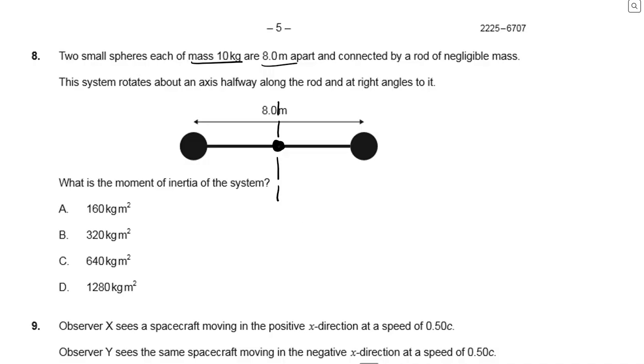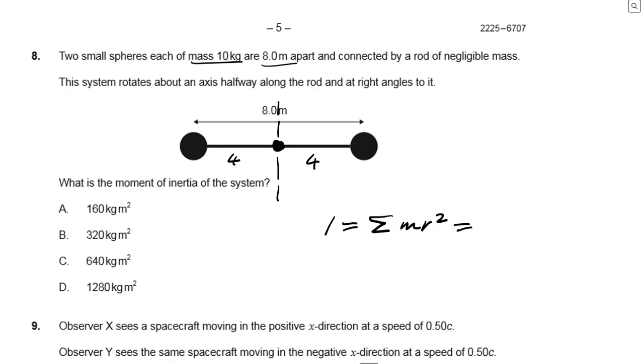Okay, 8 meters apart, so this is 4, this is 4. So about our axis, we have moment of inertia is our sum, sorry, yeah, sum of m r squared.